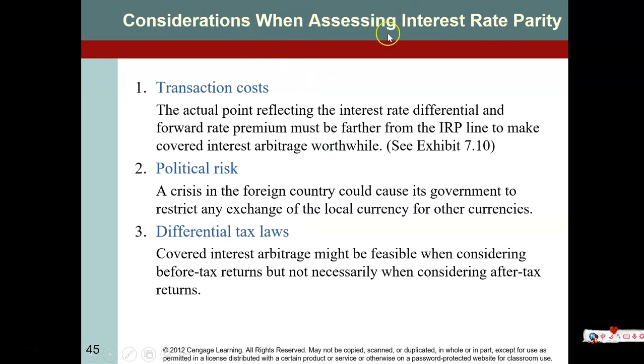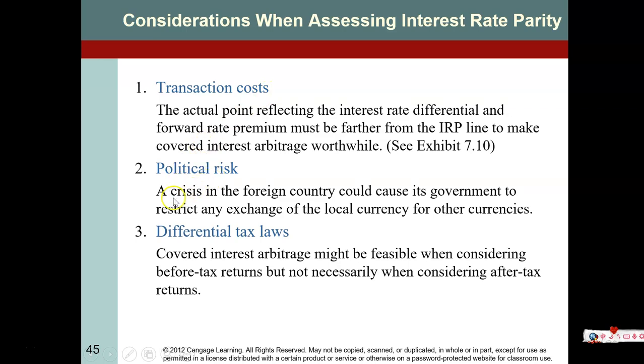Considerations when assessing interest rate parity: transaction costs. The actual point reflecting the interest rate differential and forward rate premium must be farther from the IRP line to make covered interest arbitrage worthwhile. Okay, so if we do consider transaction costs as well, not every point to the right of the line or below the line can make us profit by using covered interest arbitrage. It should make enough profit that the profit can cover the transaction cost as well.